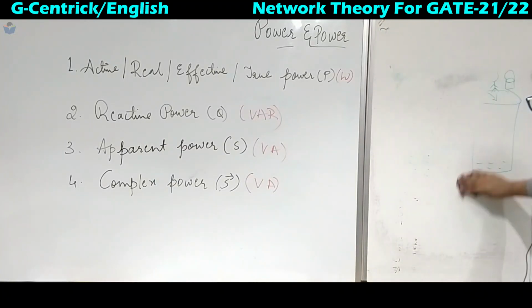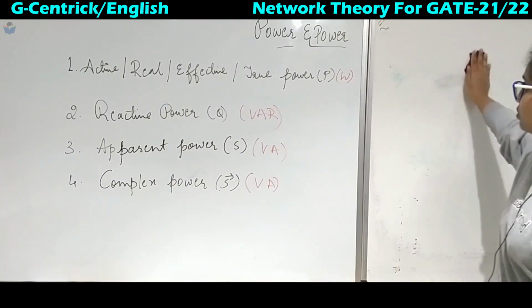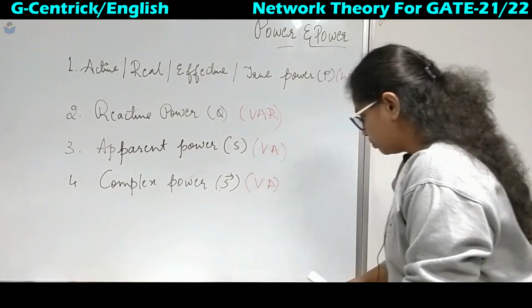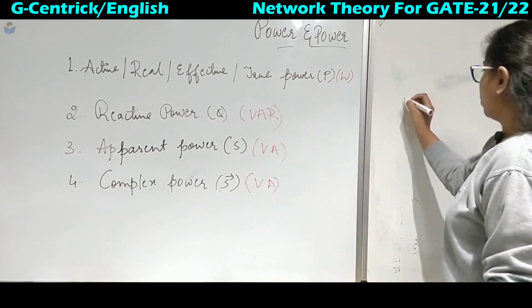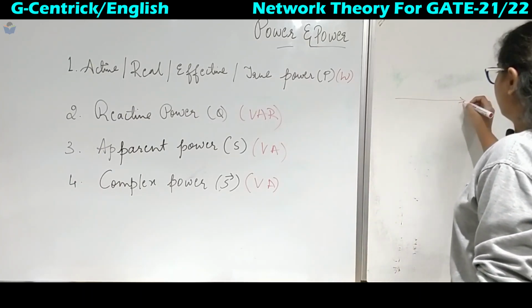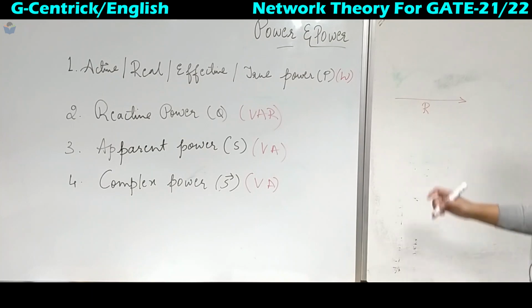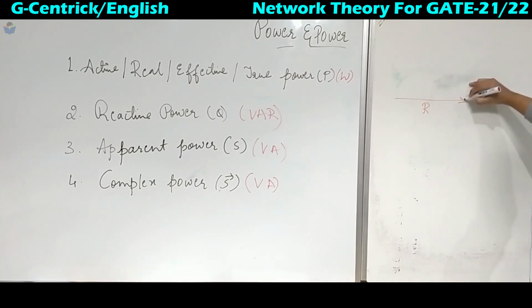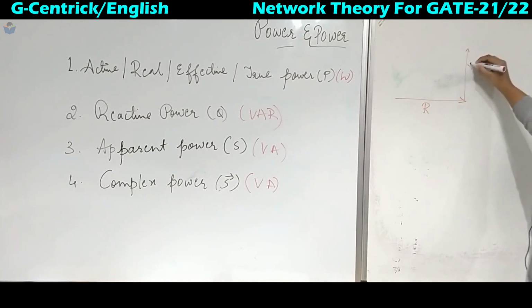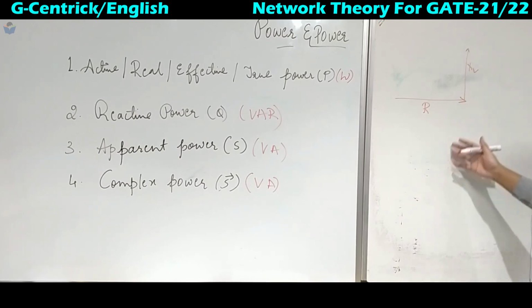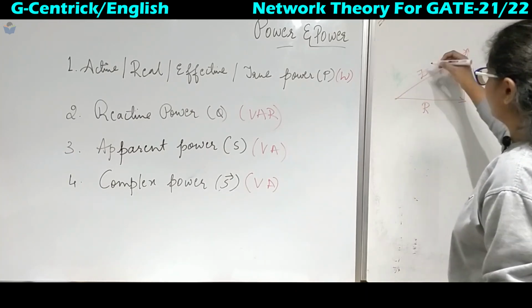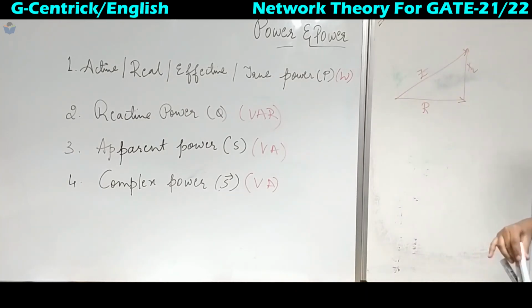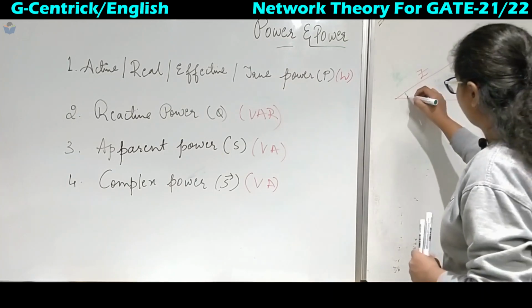What do we mean by power factor? Now, to understand the concept of power factor, we will draw the phasor diagram. This is R. Now this is XL, since it's leading we will take it as XL. This can be XC also. This is nothing but what we had called Z. In this triangle, this is phi.